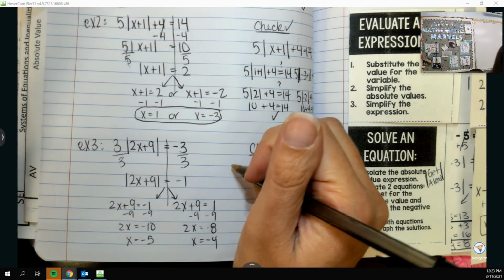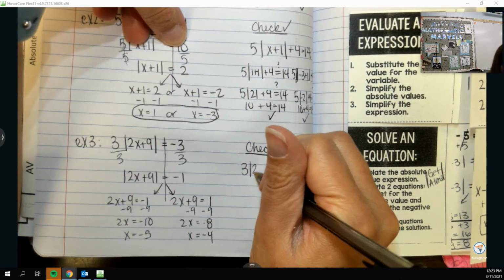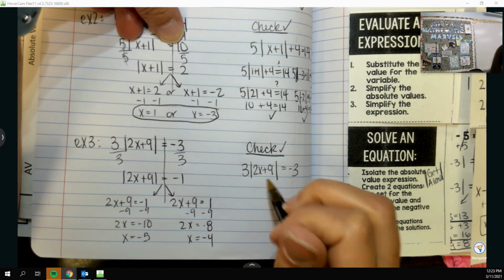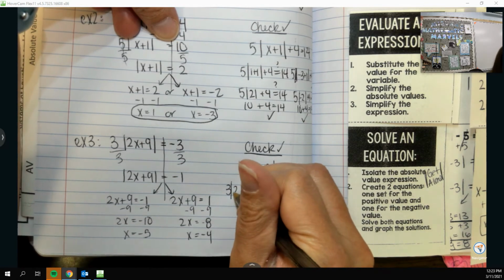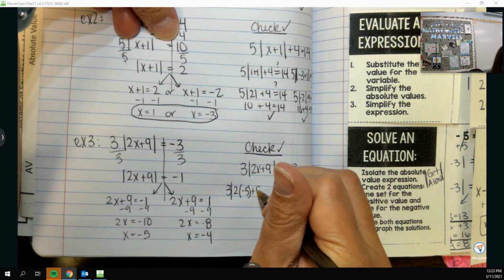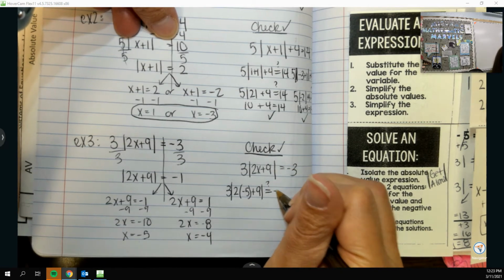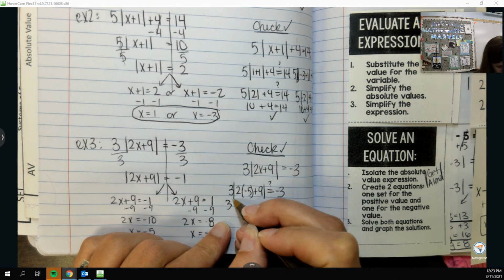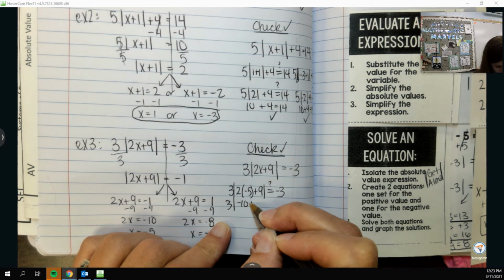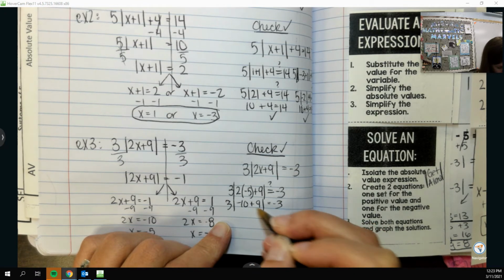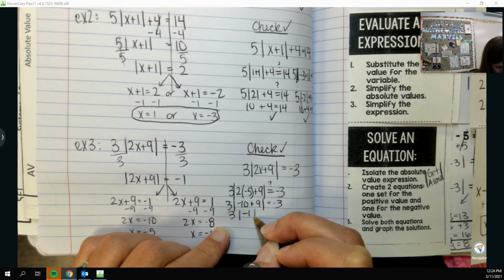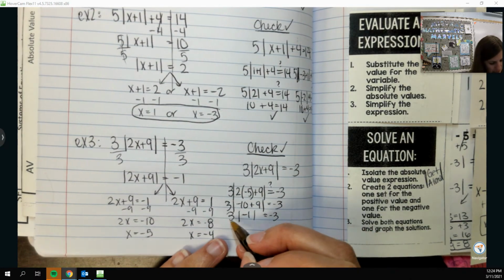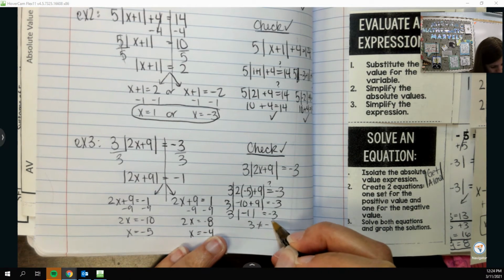Okay, so going back to my original equation, we had 3 absolute value, 2x plus 9 equals -3. And so if I first take -5 and plug it in, now it's a question, will that equal -3? So if we do what's inside the bars first, we'll have 2 times -5, which is -10, plus 9, which is -1. Now the absolute value of -1 is 1, times 3 is 3, which is not -3.